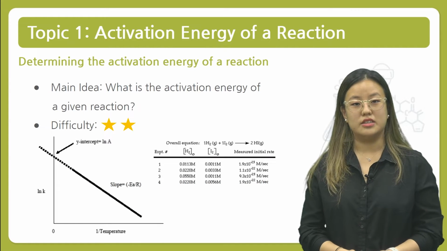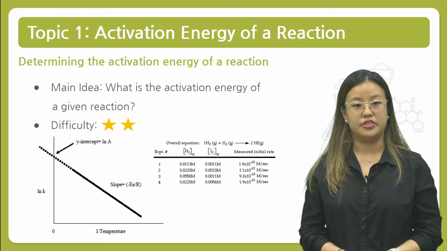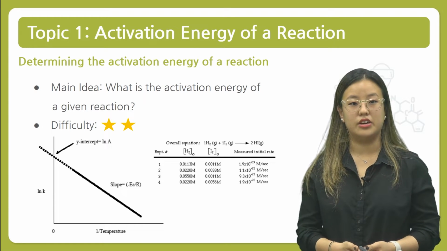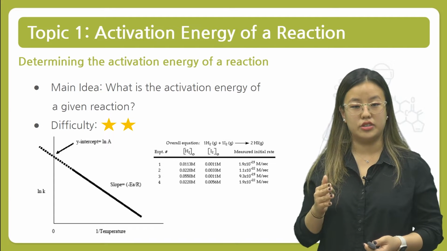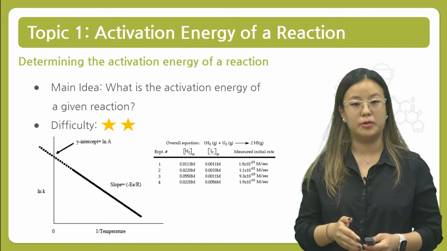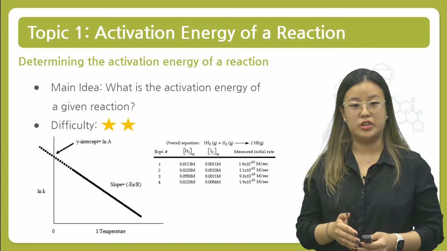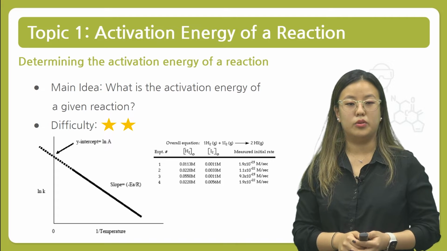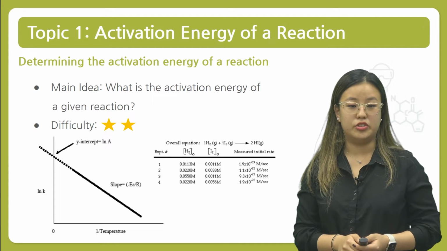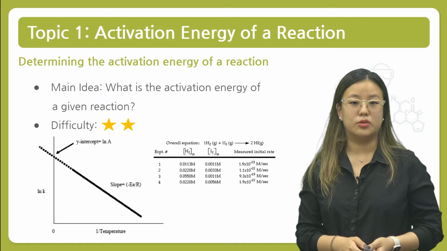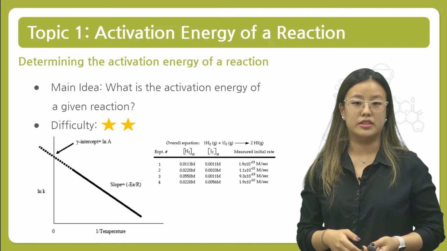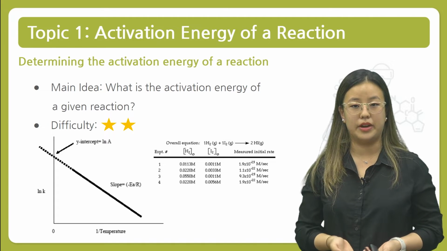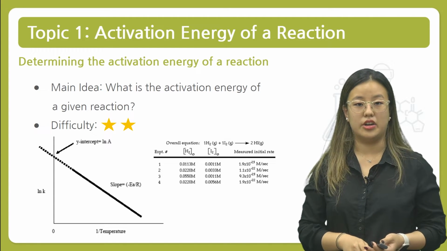So the first topic is to determine the activation energy of a reaction experimentally. The main idea here is to calculate the activation energy by changing the concentration of the reactants, determining the rate, and finding the activation energy using the Arrhenius plot. The Arrhenius plot can help you calculate the activation energy using the slope, and this is a really interesting topic to write about as a lot of common reactions already have literature activation energy values that you can compare to and also get the percentage error from.